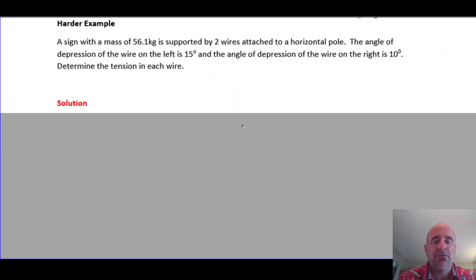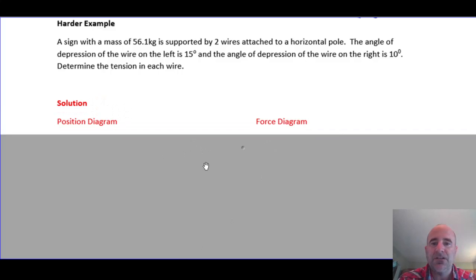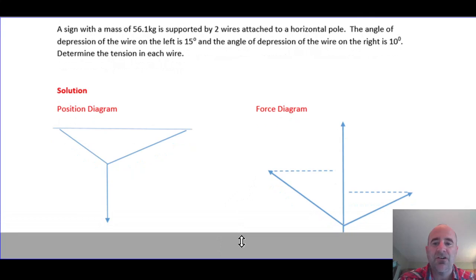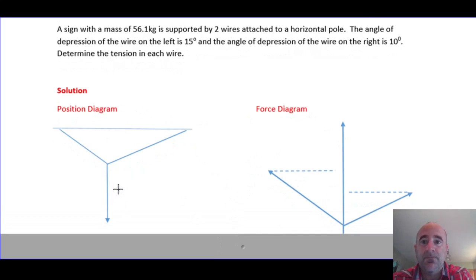So in this example, we're talking about a sign that has a mass of 56.1 kilograms supported by 2 wires attached to a horizontal pole. And we're given the angles of depression on each of the wires. So on the left side of your screen, you should see what I call a position diagram. This is what it looks like. You've got this sign, and I do have a little bit of a force, a vector that I'm showing here. It represents the force due to gravity, and then you have these 2 wires that are holding it in place.